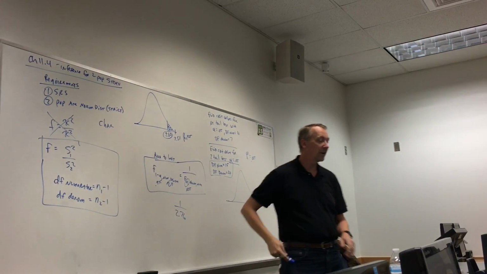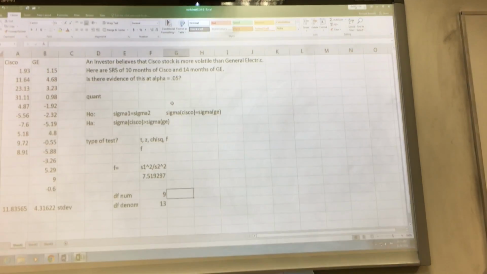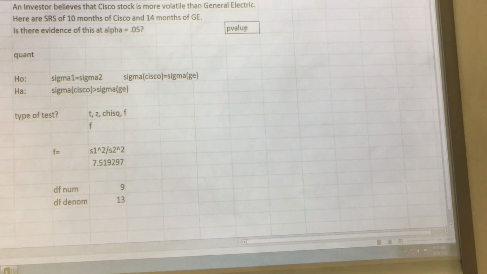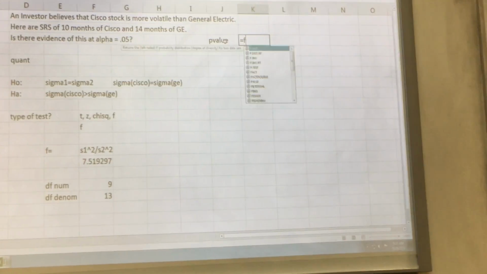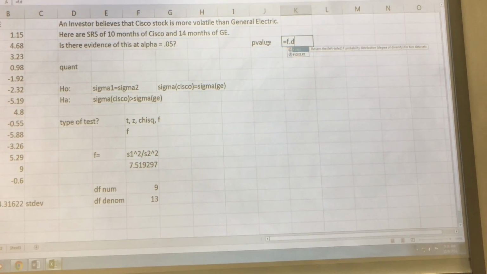Okay? So I got a computer. I could actually find out that, well, let's see. Let's find the p-value. F distribution, right. F dot dist, right? Do I want a right tail or a left tail? Right tail. Right tail test.